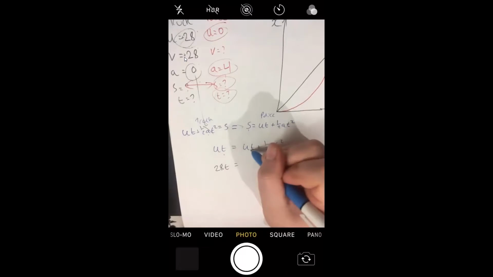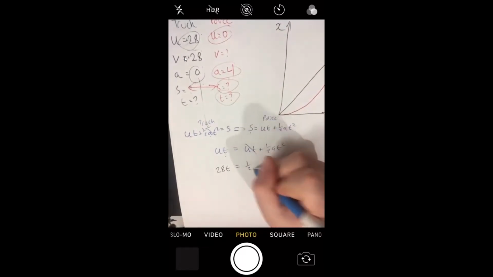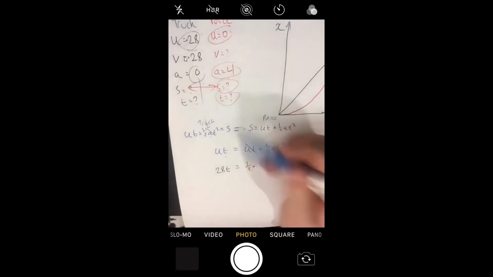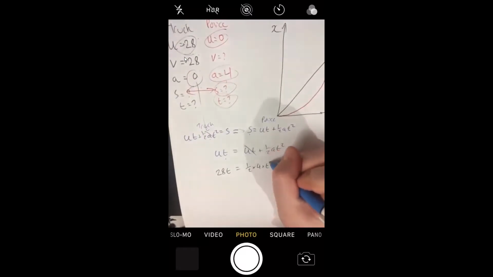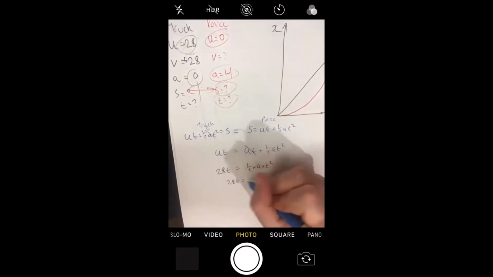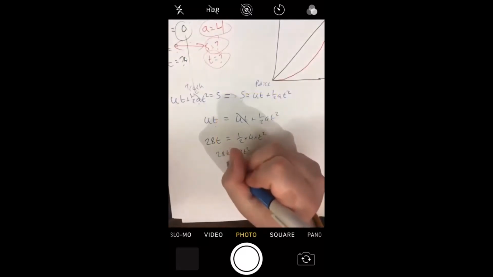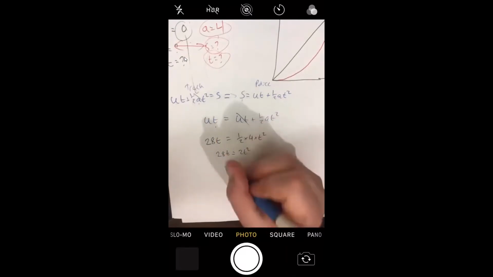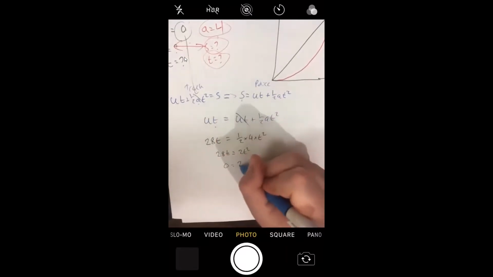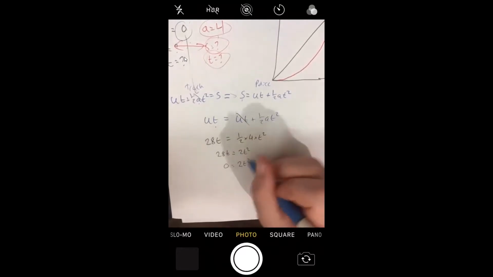On this side of the equation, u is 0, so that goes. We end up with half times a, which is 4, times t squared. 28t equals 2t squared. Which means that we're going to end up with 0 equals 2t squared minus 28t, or dividing everything by 2, 0 equals t squared minus 14t.